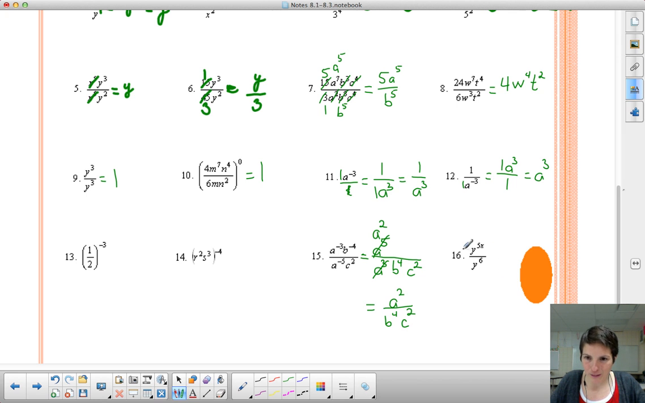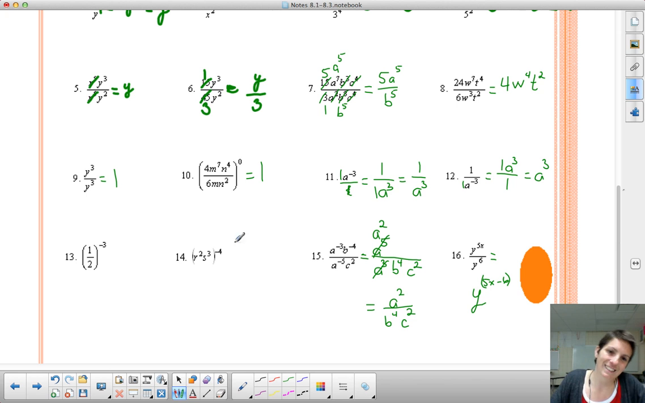All right, let's try number 16 because it's one of those trick problems. Notice that 5x and 6, you can't do anything with that. Those are not like terms. So when you have a problem like this, it's kind of silly and it feels really obvious, but we're just simply going to say y raised to the 5x minus 6, because we would keep the base and subtract exponents, and that whole quantity becomes an exponent. It's kind of awkward, but that's all we have to do.